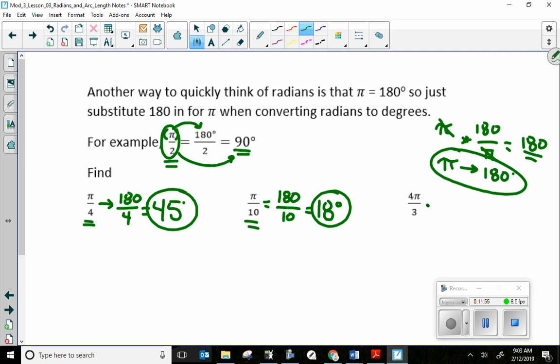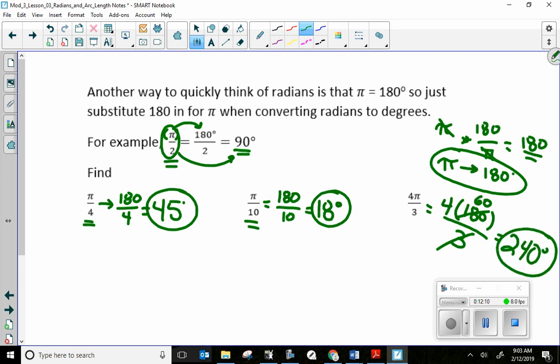And let's do it here. 4 times pi, which is 180 degrees, all over 3. Well, 3 goes into 180 60 times. Yep, that's right. And 4 times 60 is 240 degrees. Bam. So 4 pi over 3 is 240 degrees.